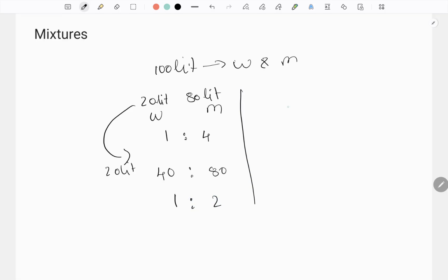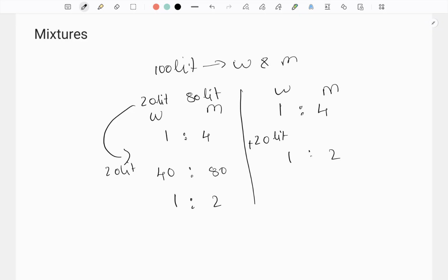The milk and water ratio initially was 1:4. After adding 20 liters of water, the ratio of water and milk becomes 1:2. Then what is the initial quantity of either water or milk or otherwise total, if that is the question, how to do it?